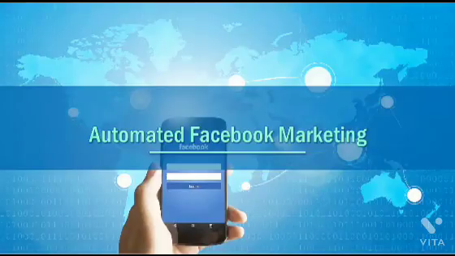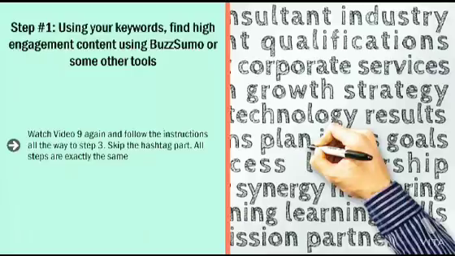automated Facebook marketing. Follow the steps below to set up an automated marketing system using the Facebook platform. Step number 1. Using your keywords, find high engagement content using BuzzSumo or some other tools. Watch video 9 again and follow the instructions all the way up to step 3. Skip the hashtag part. All steps are exactly the same.